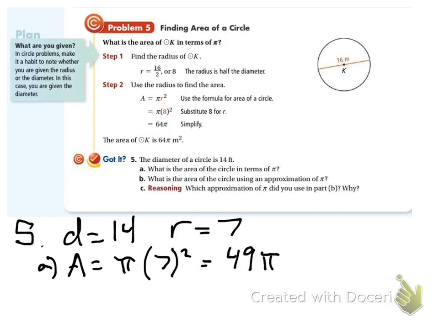And then approximating pi, 49 times pi gives me 153.9. And then C says, which approximation of pi did you use in part B? I used the button on my calculator because it's the most accurate.